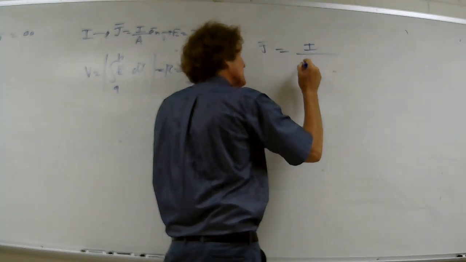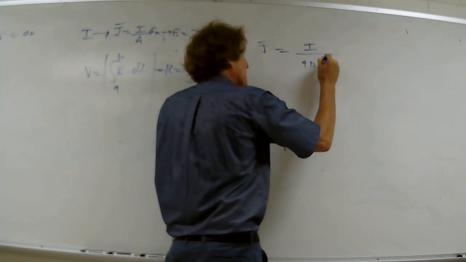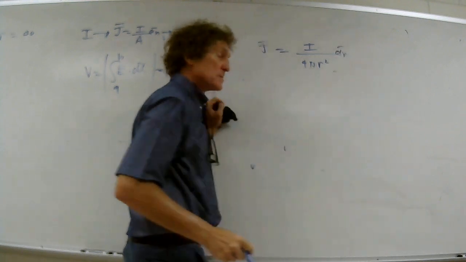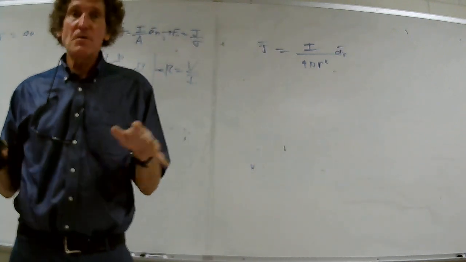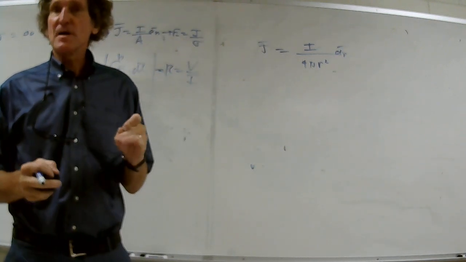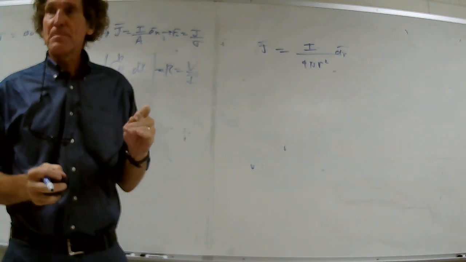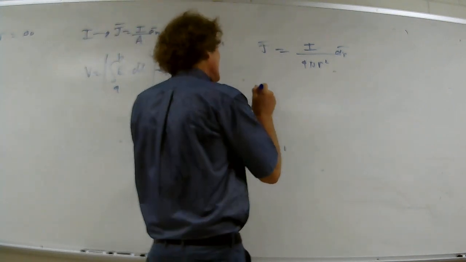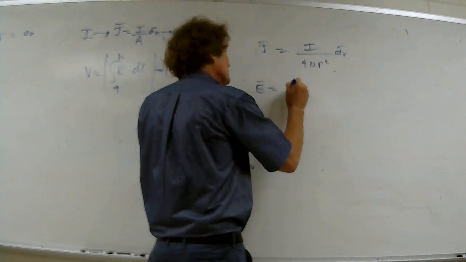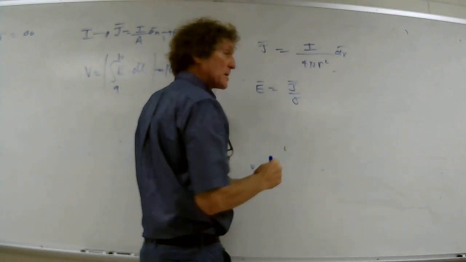What's the surface area of a sphere? 4 pi r squared. That's right. And it would be in the a_r direction. Now, if you know it, fine. But I want to make sure that you say it. Okay? Now, what is E going to be? Just the J over sigma, correct?